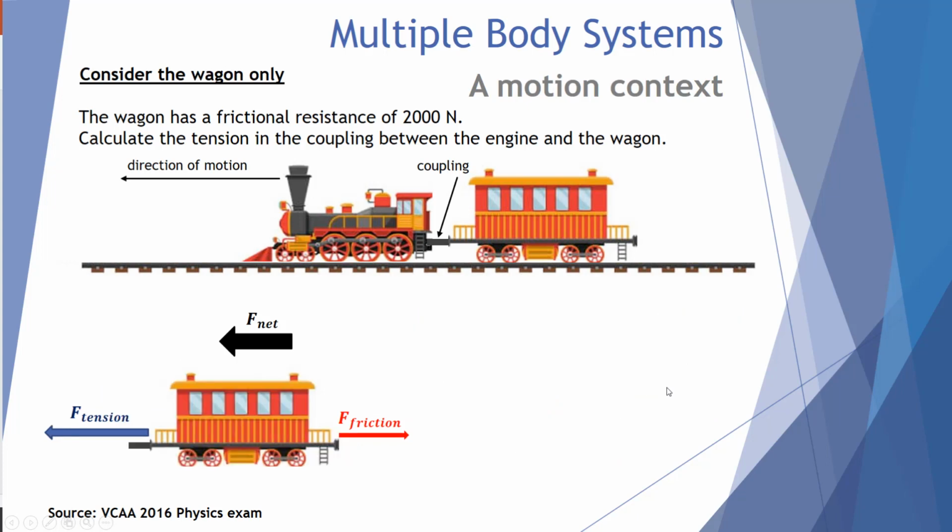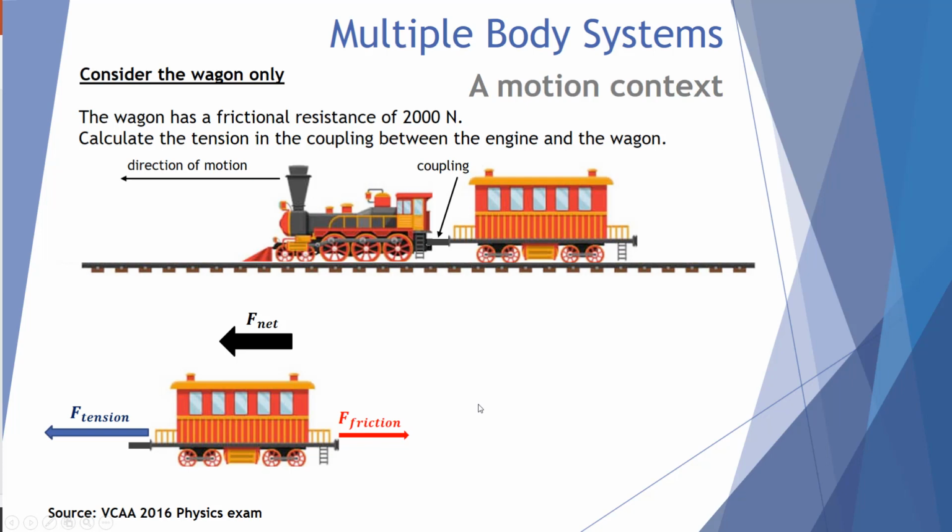Let's turn our attention to the wagon. Now the wagon is a lot more simple. If we ignore the engine, the wagon is also experiencing a net force because it's accelerating to the left. That's being generated by the tension that's being pulled by the engine. So as far as the wagon is concerned, the tension in that coupling is pulling it to the left. It's also being opposed by the friction to the right, which we know is 2,000 newtons.